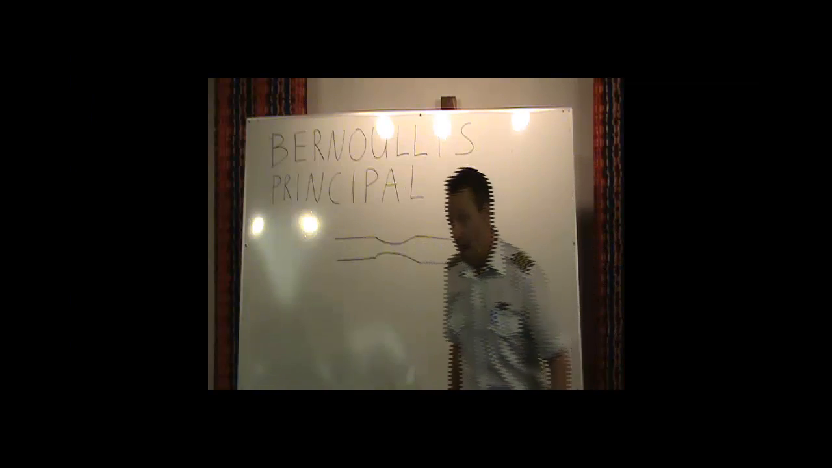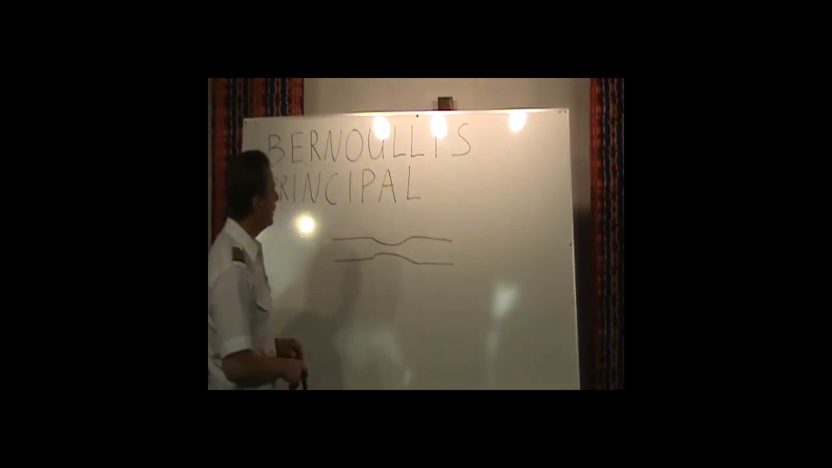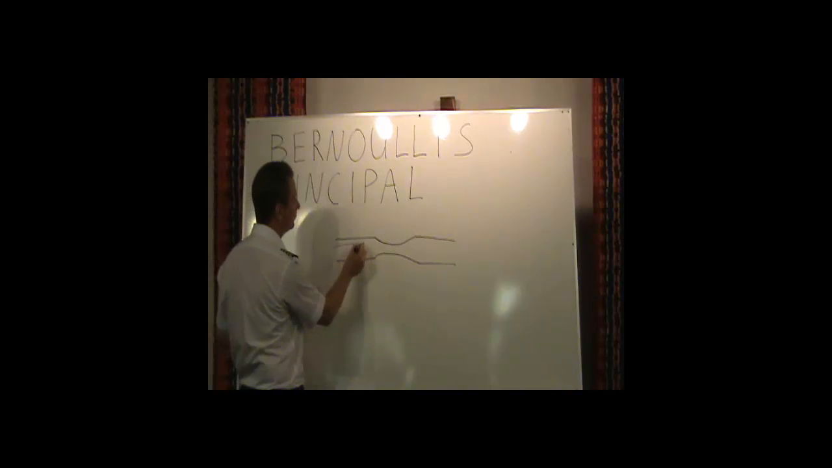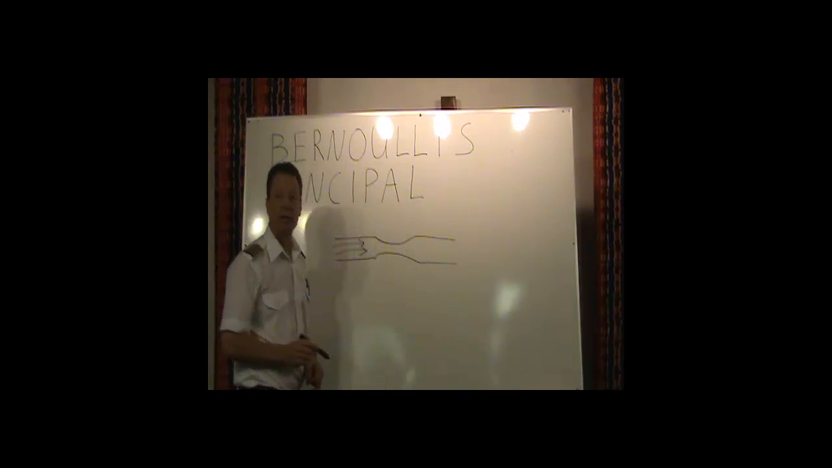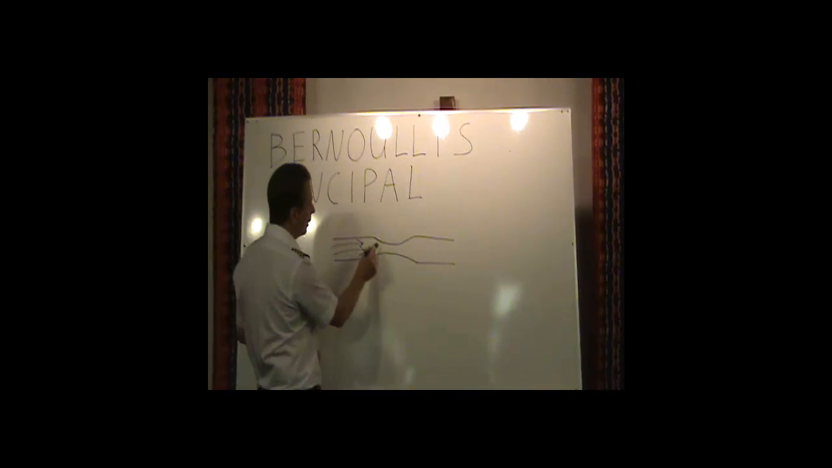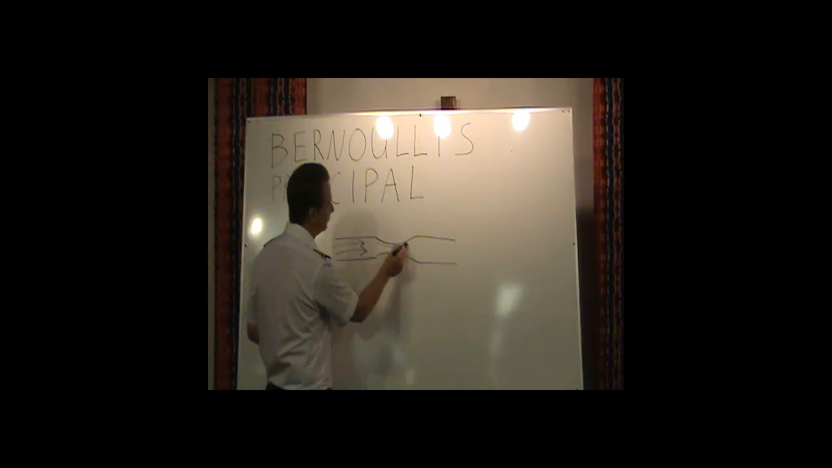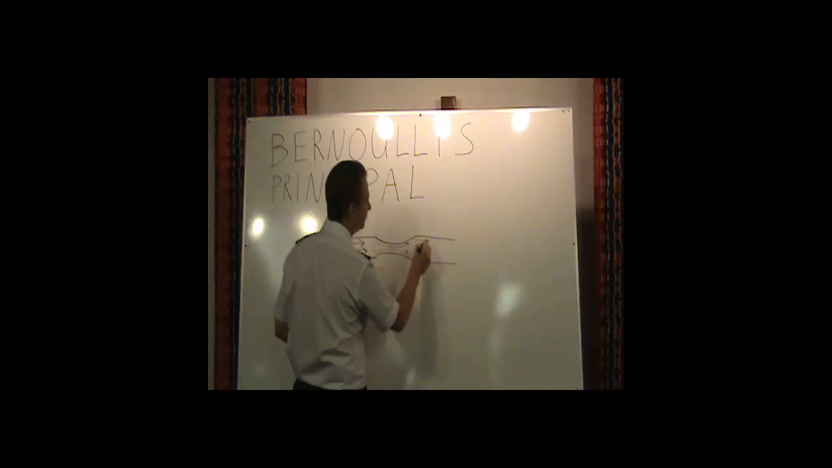So, how does that work? Well, Mr. Bernoulli found out that fluid going through, let's say, a tube in this direction and comes into a narrow portion, the fluid will speed up here. The velocity of the fluid will speed up and then slow back down here.